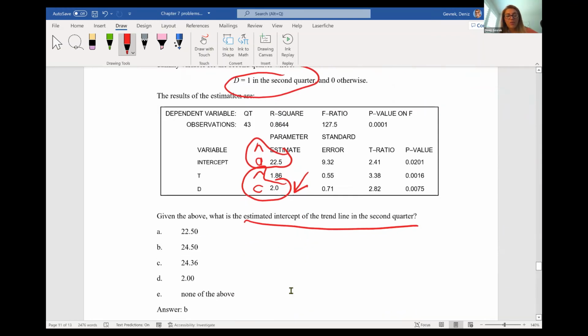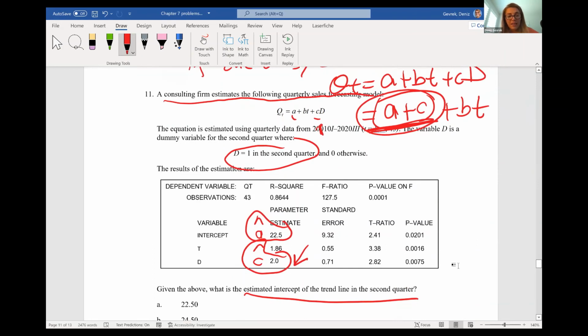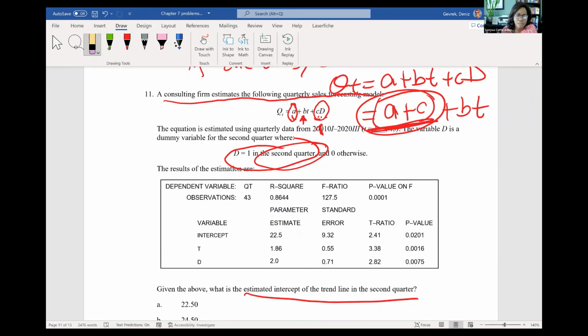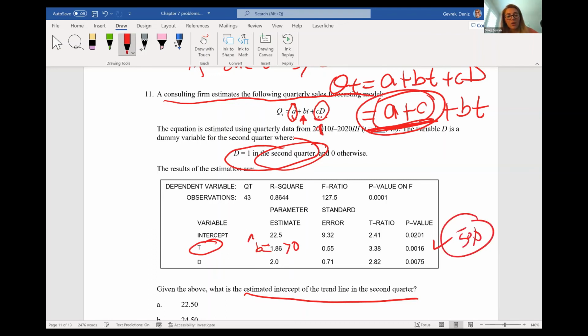Adding up comes from the fact that we are in the second quarter, which means the intercept is not only A, but also C is coming up from here. A plus C. Trend is whether there's a positive trend, it's shown by beta hat. Time trend, you're looking at the time trend's coefficient estimate. If it's positive, statistically significant at 5% level, great. My sales are going up every quarter by 1.86 units.